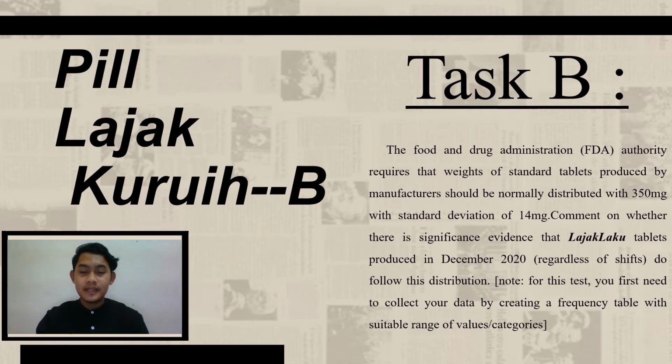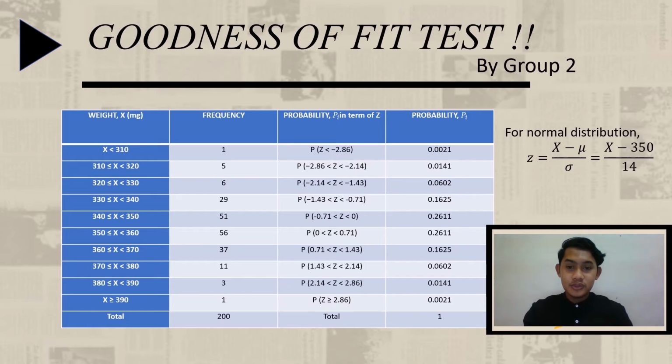Assalamualaikum. My name is Ahmad Fakhrulrozzi and now I want to explain task B. Based on the given question, we need to comment whether there is significant evidence that the tablets produced in December 2020 follow this distribution. Before that, we need to create a frequency table with table range by using the data given. Next, by using Microsoft Excel, we are able to find the value of frequency with suitable range.